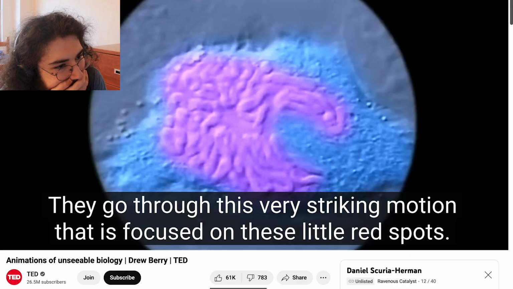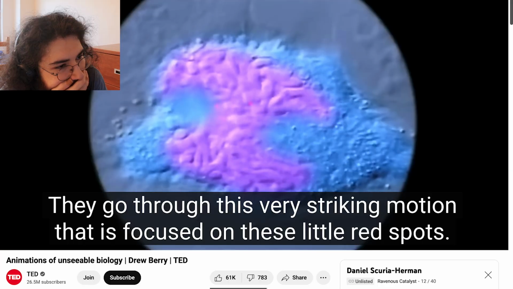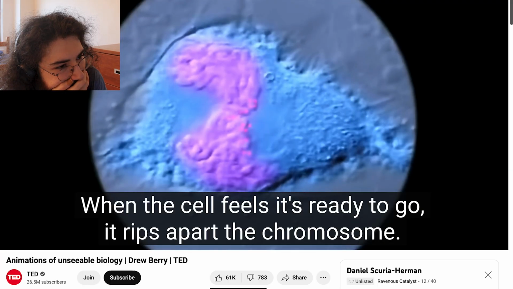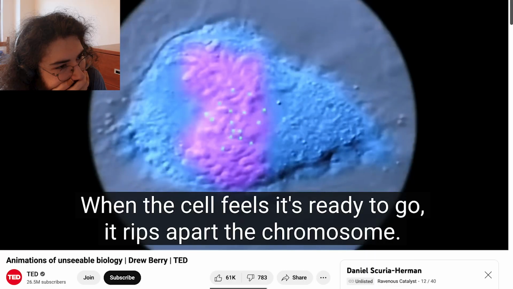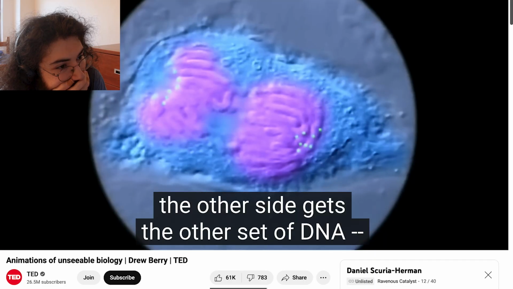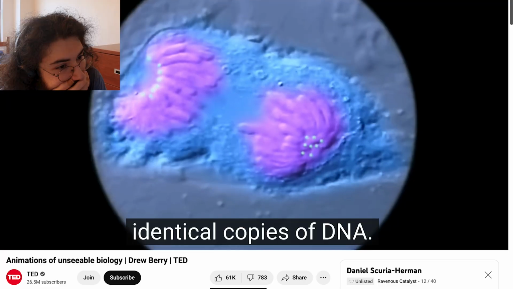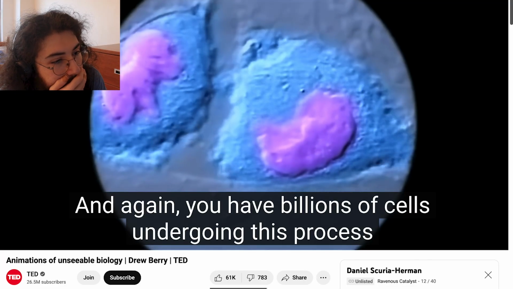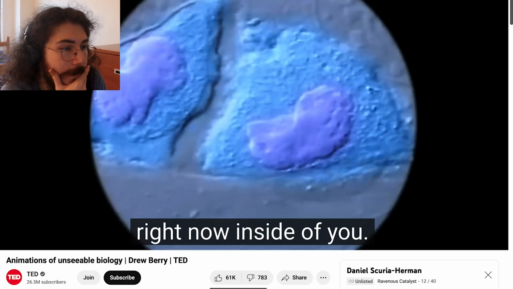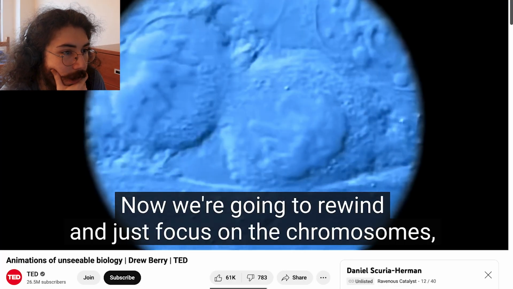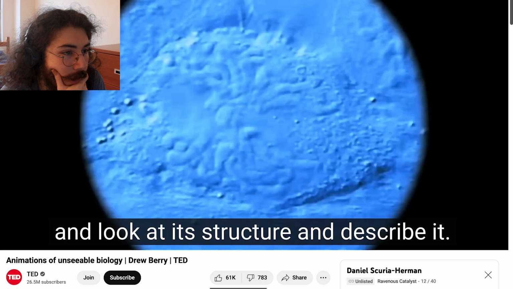They go through this very striking motion that is focused on these little red spots. When the cell feels it's ready to go, it rips apart the chromosome. One set of DNA goes to one side, the other side gets the other set of DNA, identical copies of DNA, and then the cell splits down the middle. And again, you have billions of cells undergoing this process right now inside of you. Mitosis. Now we're going to rewind and just focus on the chromosomes and look at its structure and describe it.